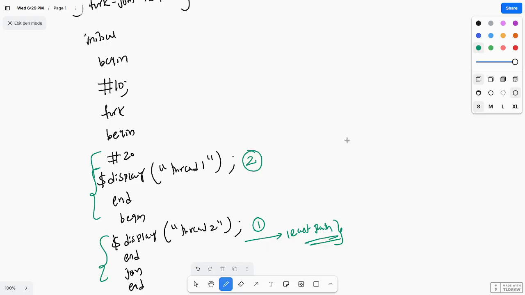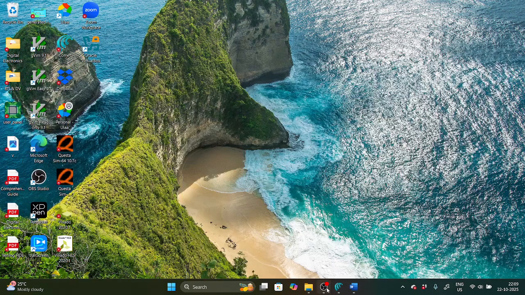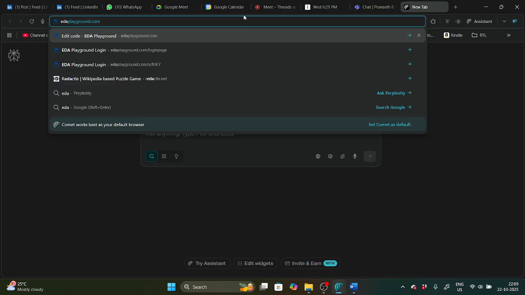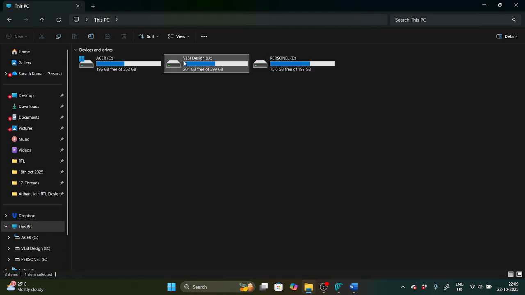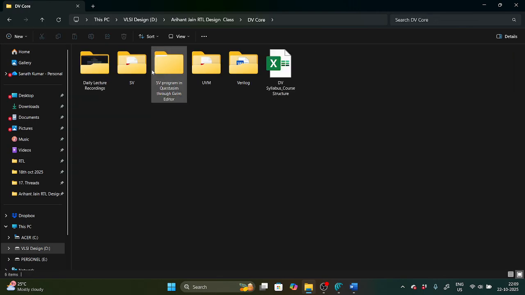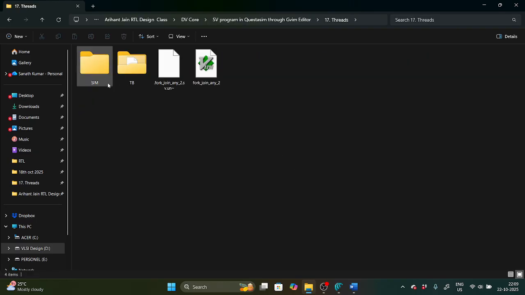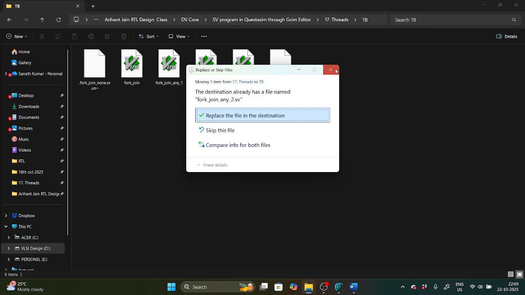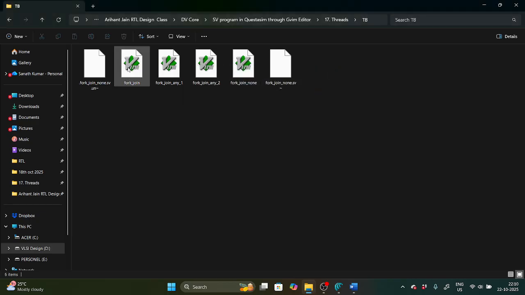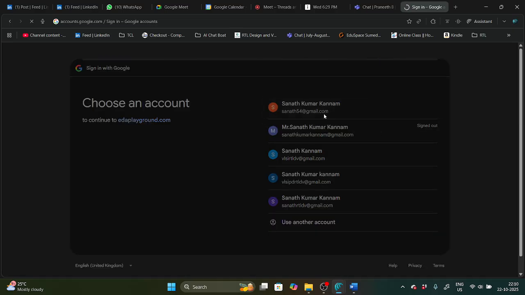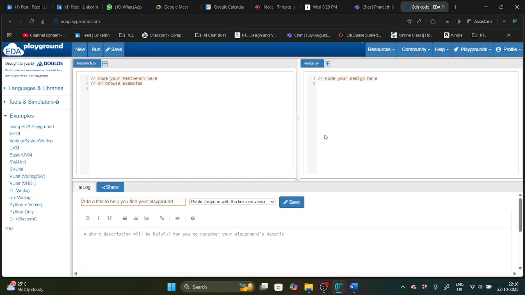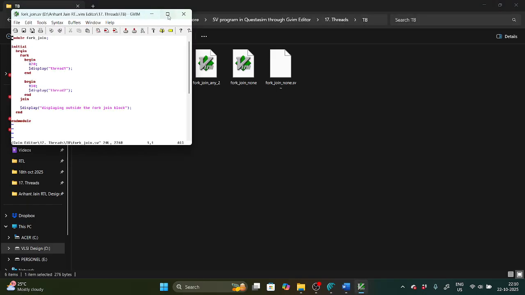I wrote some programs related to fork join. If you see, one second, I'm opening EDA Playground. So this is the program for fork join.